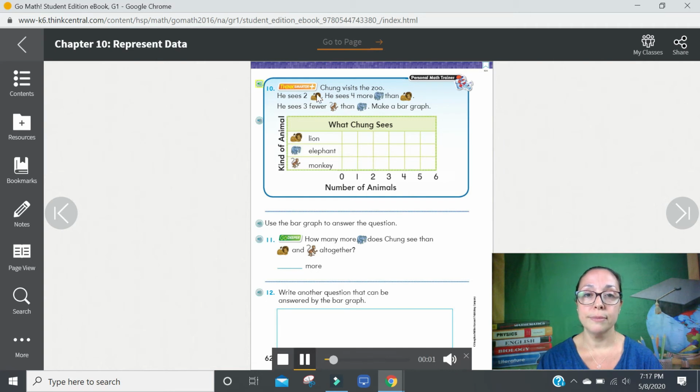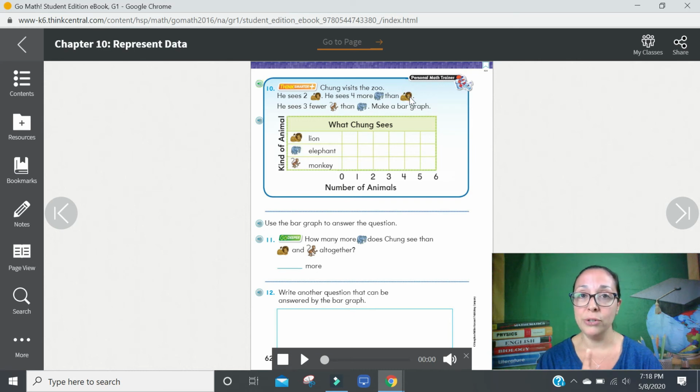10. Chung visits the zoo. He sees 2 lions. He sees 4 more elephants than lions. He sees 3 fewer monkeys than elephants. Make a bar graph. Okay, so ahora vamos a llenar la información para la gráfica de barras. Okay, y nos dieron mucha información. Dice que hay 2 leones.